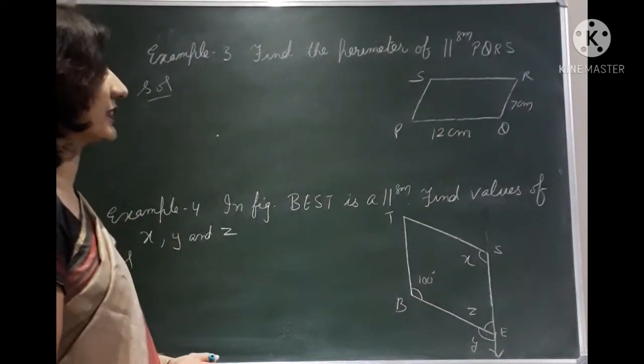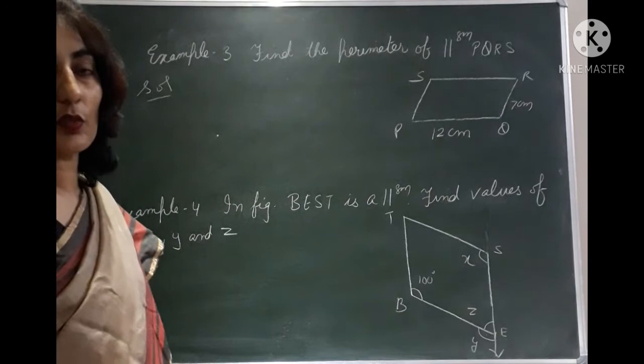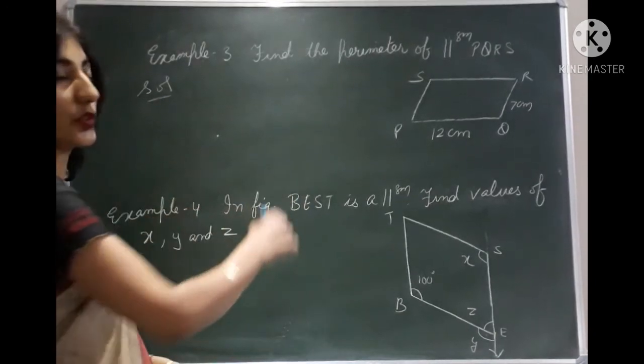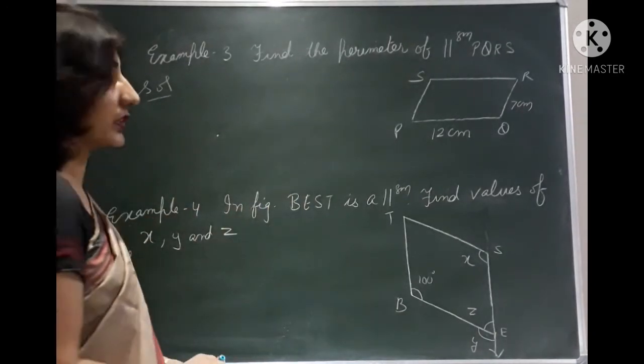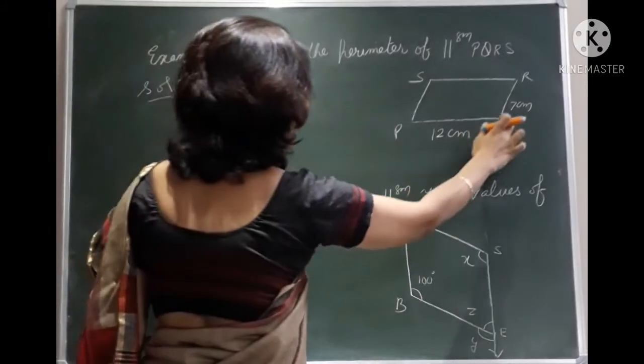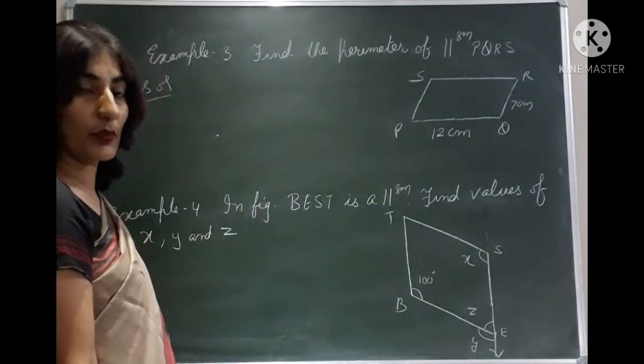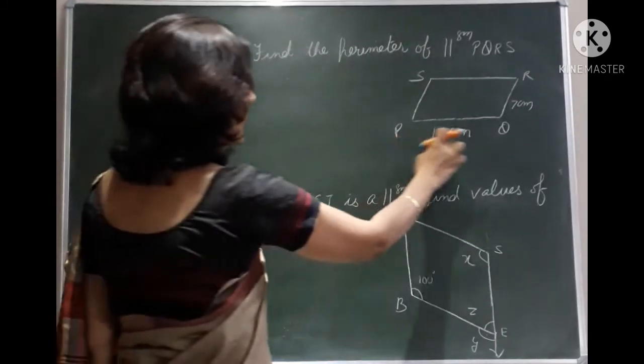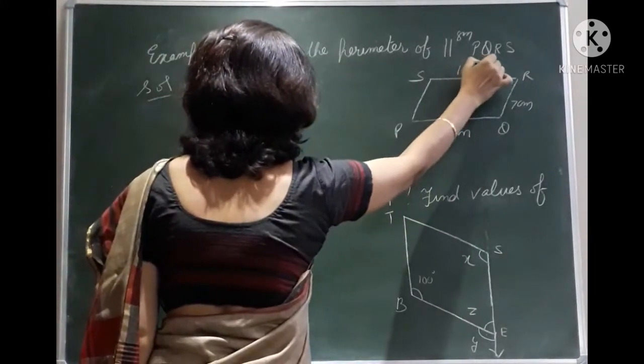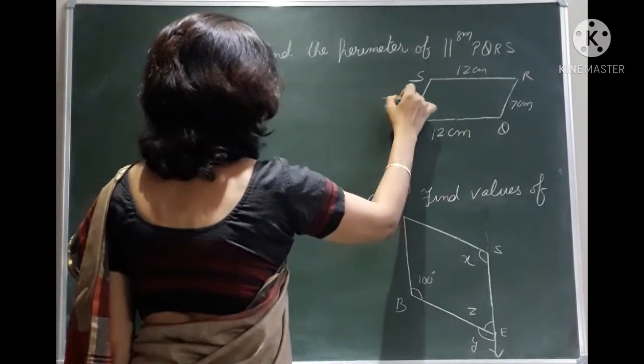Example number 3 is: find the perimeter of parallelogram PQRS. In the book you can see this parallelogram is drawn in which side PQ is 12 cm, QR is 7 cm. Now in a parallelogram opposite sides are equal. So this PQ is 12, so SR will also be 12. This is 7, so this will also be 7.